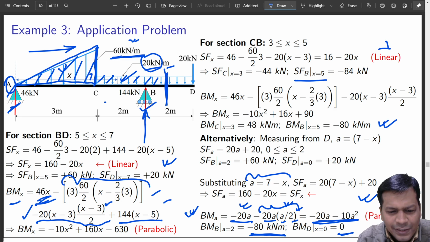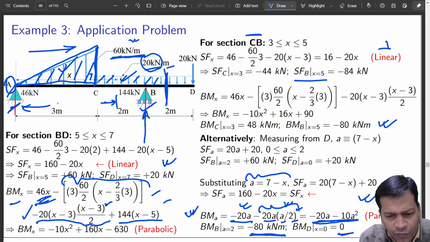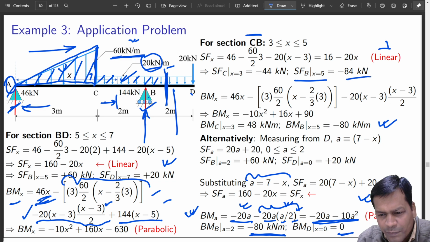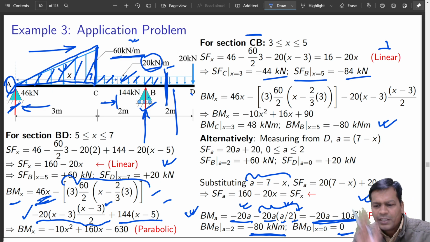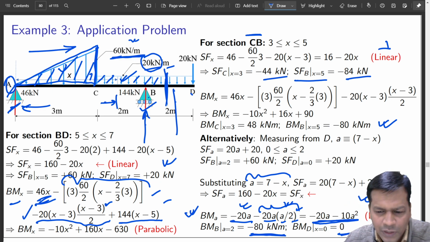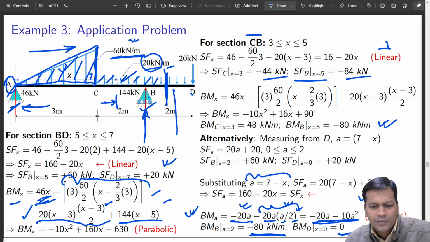See, X is different. When you are in between CB, X is till here. But when it comes to this section, your X lies between BD. How can it be the same? It is not the same. There will be a sudden change. That is noticeable. Yes, it is different.